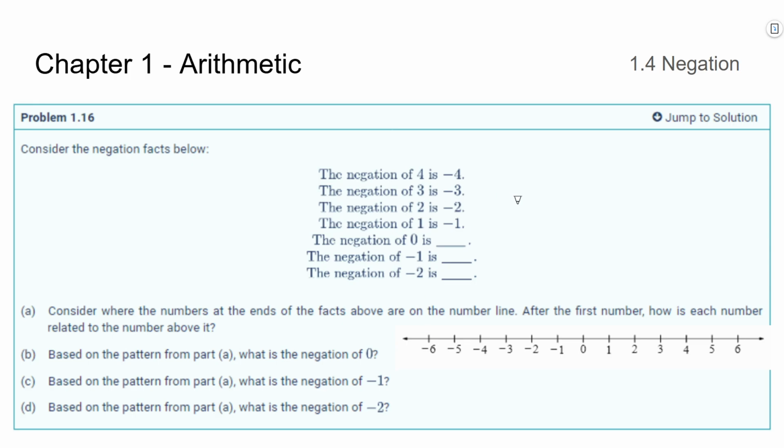So negation of 4 is -4, negation of 3 is -3, and so on. So A, consider where the numbers at the ends of the facts above are on the number line. After the first number, how is each number related to the number above it? And then based on the pattern, let's fill in the blanks here. So go ahead and give this a shot, and then I'll continue.